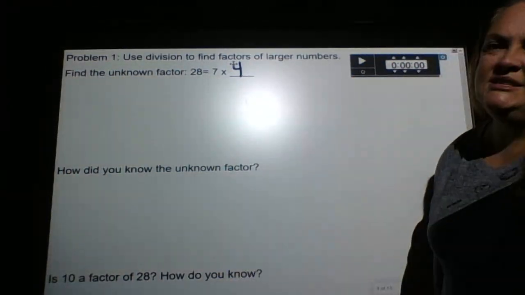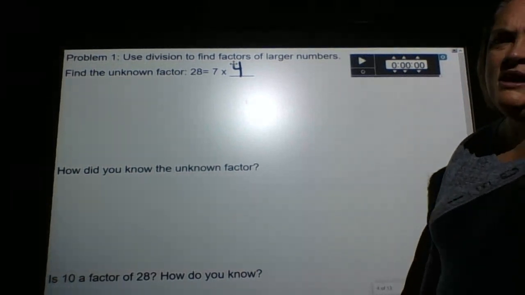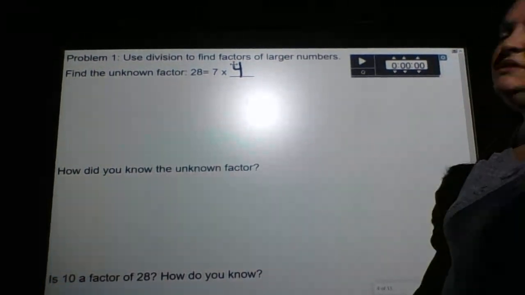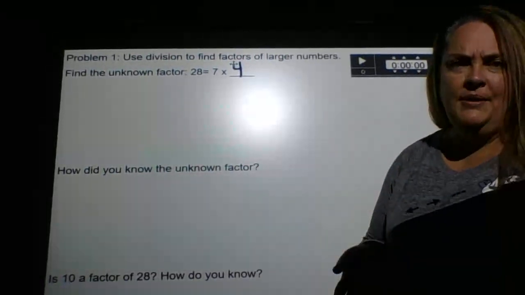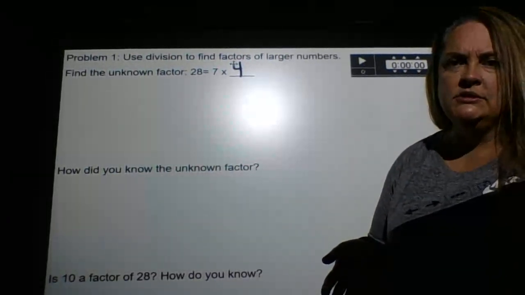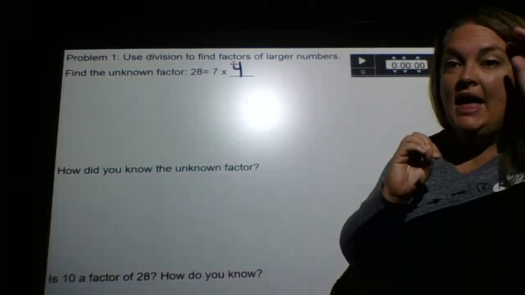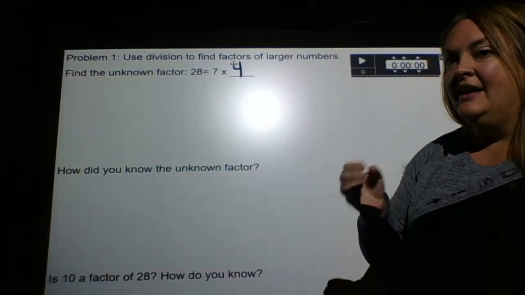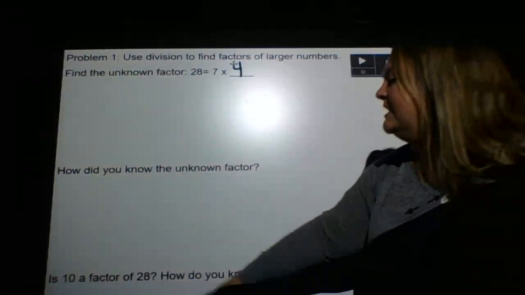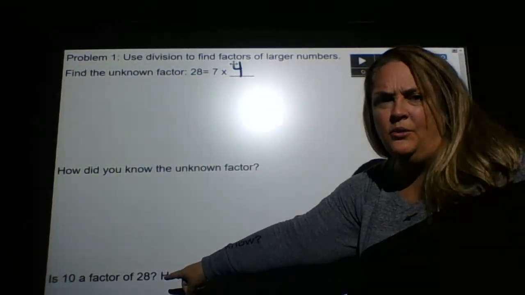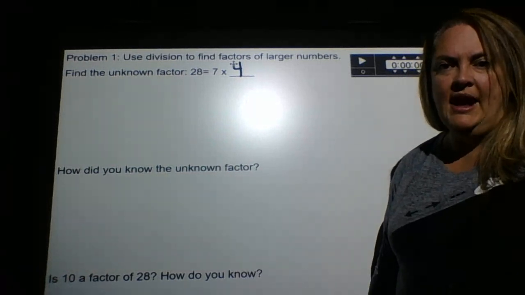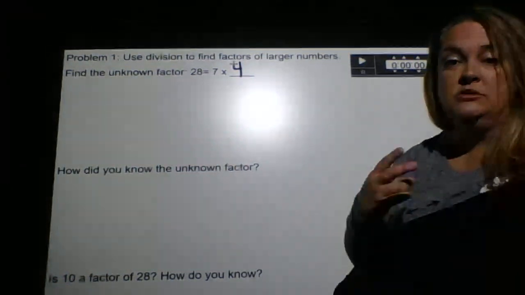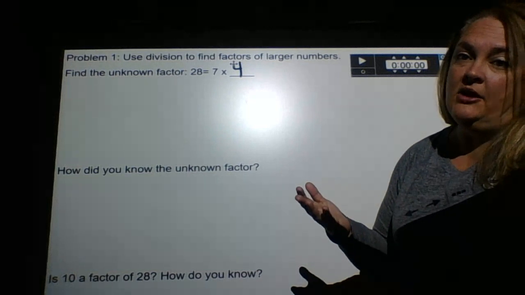The next question is, is 10 a factor of 28? Think about what happens when you skip count by 10. 10, 20, 30. What do you keep hearing at the end of all these 10 numbers? Zeros. Every product of 10 ends in a 0. So would 10 be a factor of 28? No, because 28 doesn't end in a 0. Do you see how I followed that pattern to figure that out? Or I could just skip count and go 10, 20, 30. Didn't hit 28. It's not going to work.